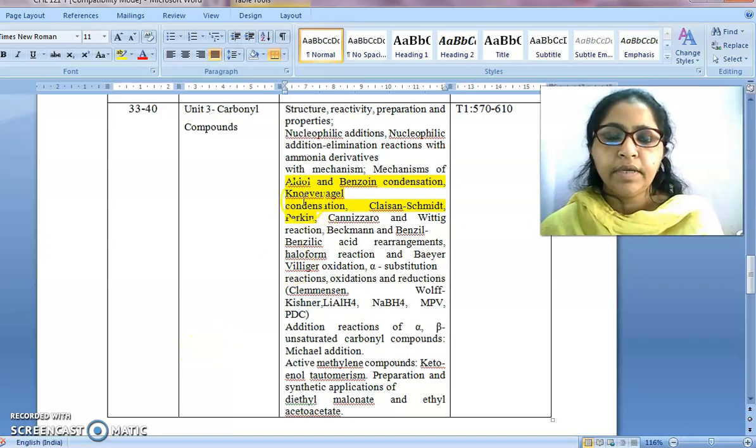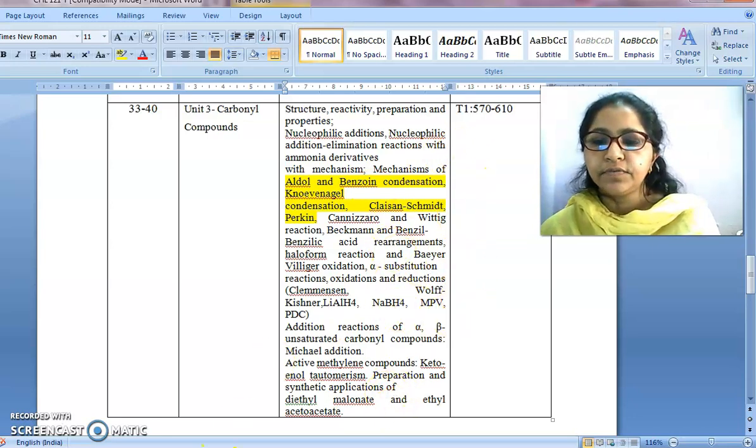So today we will be discussing a few of these named reactions: Aldol and Benzoin condensation, Knoevenagel condensation, Claisen-Schmidt reaction, Perkin's reaction, etc. Okay, after this we will do today. We have several named reactions. Let us see the first one.